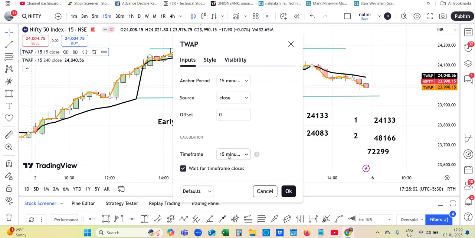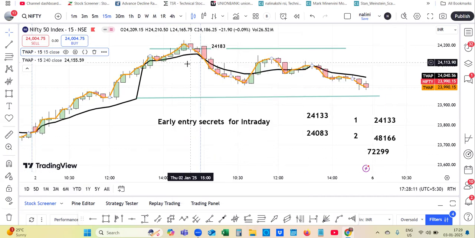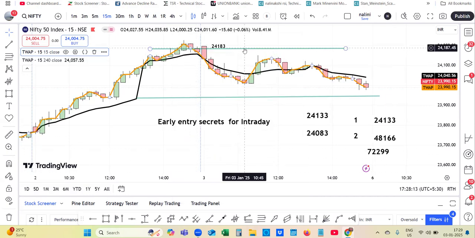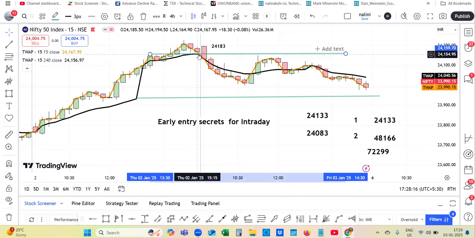So that is a shorter period time-wise weighted average price. So what I'm going to see is I'm getting the 4-hourly weighted average price already for today's trade. You can see today already you have got this time-wise weighted average price. If I place the cursor on that, you are getting the value 24,156. Okay.